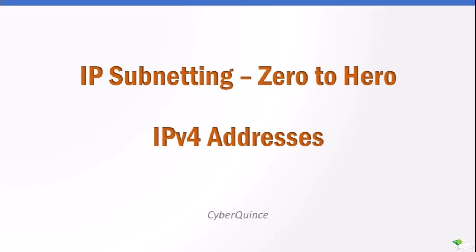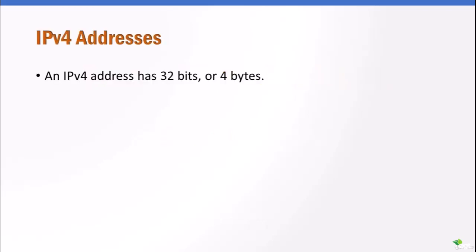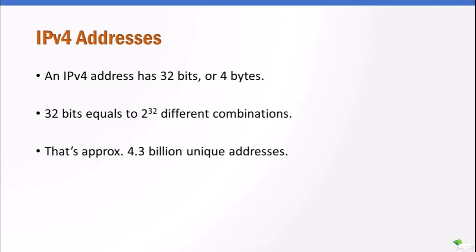In this lesson, we're going to talk about the format of IPv4 addresses. So first of all, an IPv4 address has 32 bits or 4 bytes. That's 2 to the power of 32 different combinations. And that's approximately 4.3 billion unique addresses. Let's look at an example.